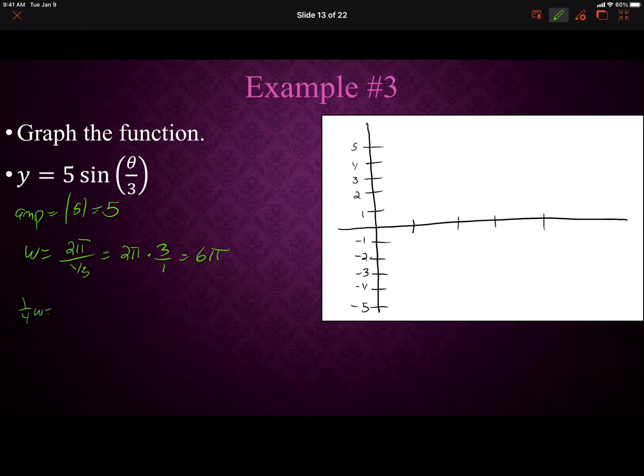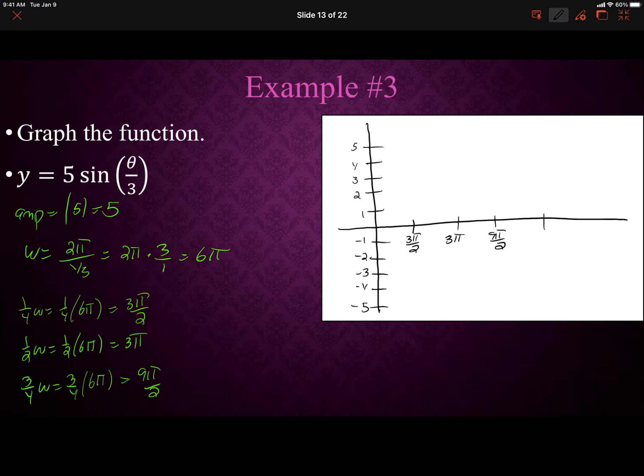Now again, for those horizontal values, you're doing the quarter period. So the quarter period would be a quarter of 6 pi, which is 3 pi over 2. You're then doing the half period, which is half of 6 pi, which is 3 pi. And then we're doing the 3/4 period, which is 3/4 of 6 pi, which is 9 pi over 2. So those are the first 3 horizontal values. And it ends at the period itself.